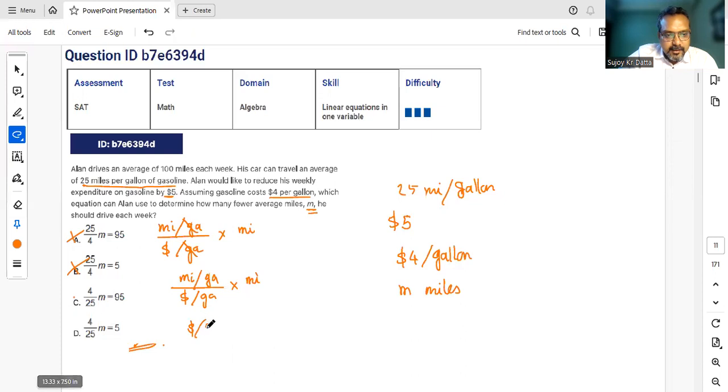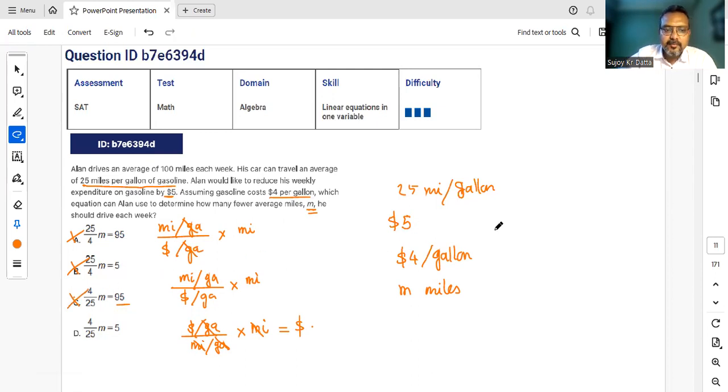Look at C, it's 4, so that's dollars per gallon divided by 25, which is miles per gallon, multiplied with M, which is miles. So see, gallons gone, miles also gone. You will be left with dollars. 95, is it dollars? No, there is no 95 mentioned anywhere, right? So that doesn't make sense either.